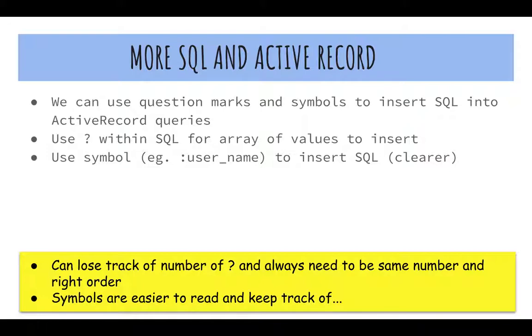Here we're going to look at more SQL and ActiveRecord. So we can use question marks and symbols to insert SQL into our ActiveRecord queries. We use the question mark within SQL for an array of values to insert, and we use the symbol, for example, :username, to insert SQL, and this is a bit clearer for us to read. It is possible to lose track of the number of question marks, and you always need to have the same number in the right order, so that can be a bit awkward. So symbols are a bit easier to read and keep track of.